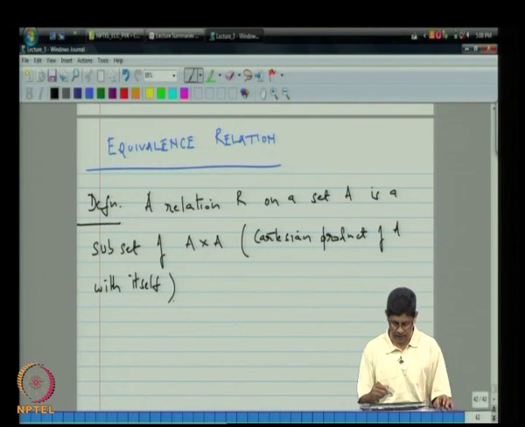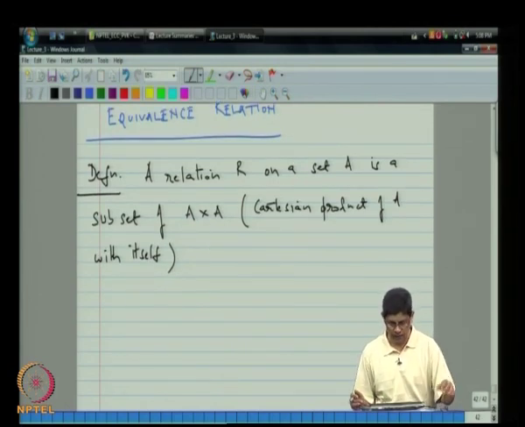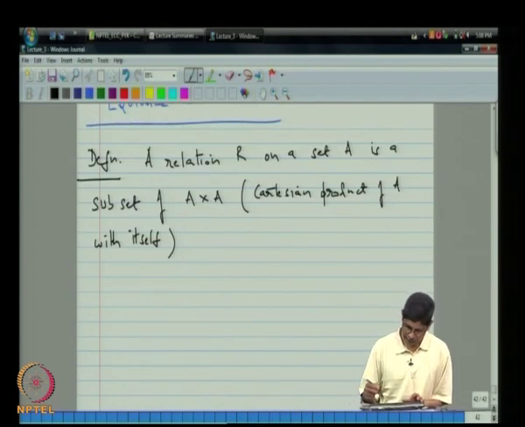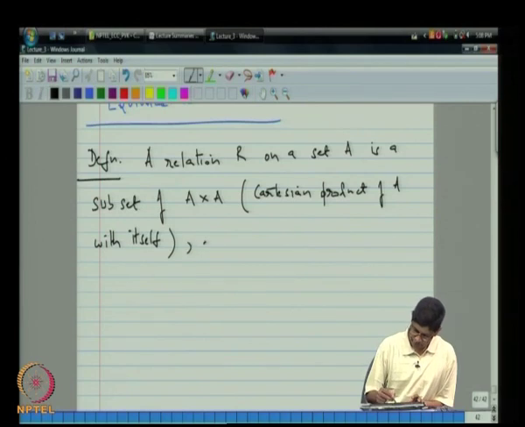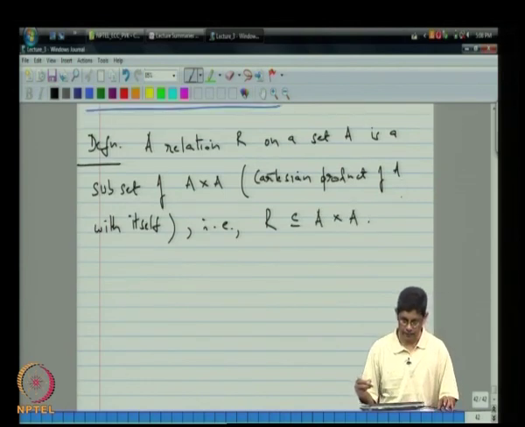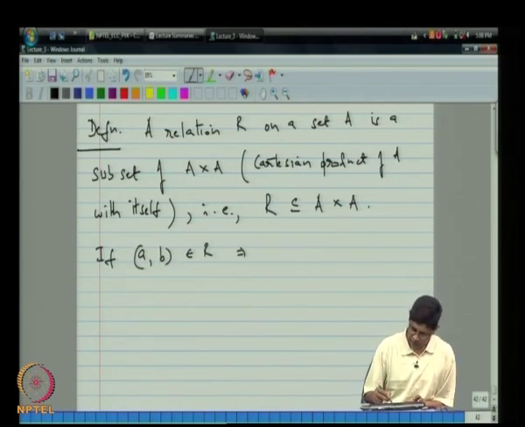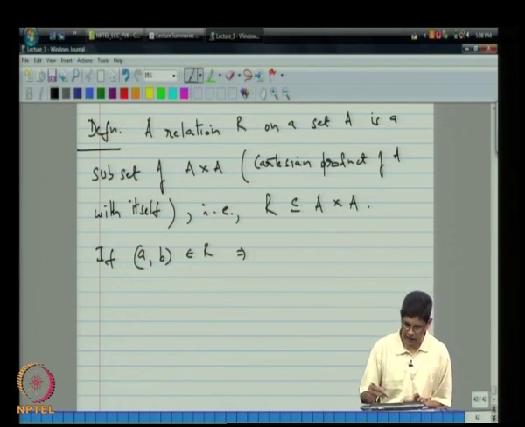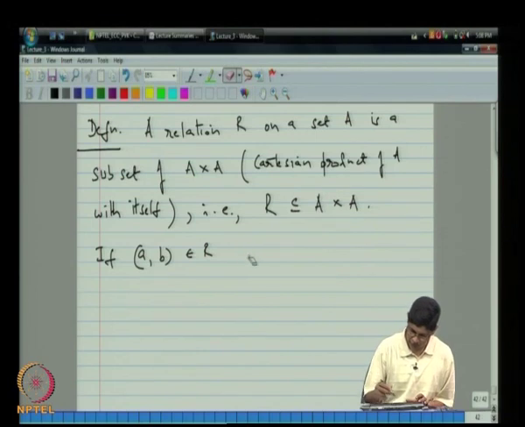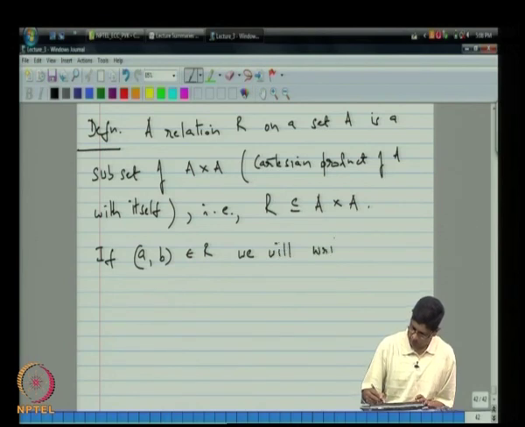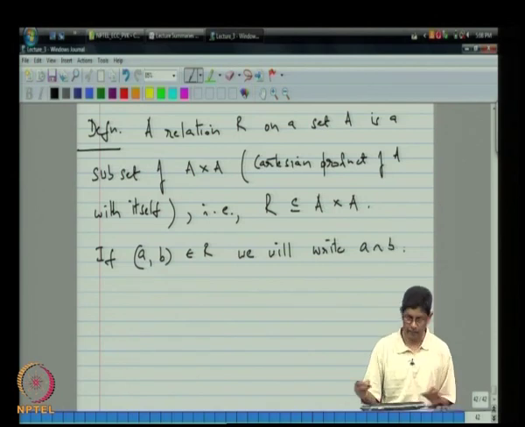The Cartesian product simply means that you take all pairs A, B where A comes from A and B comes from A. That is, R is a subset of A cross A. If A, B is in R, which means that A and B are related by relation R, we will write A equivalent to B.